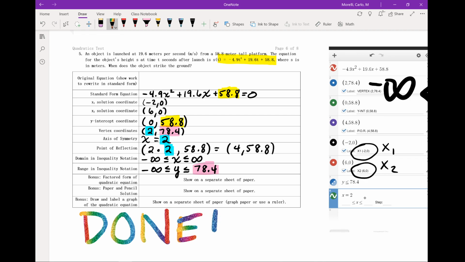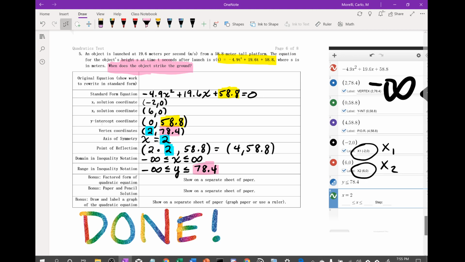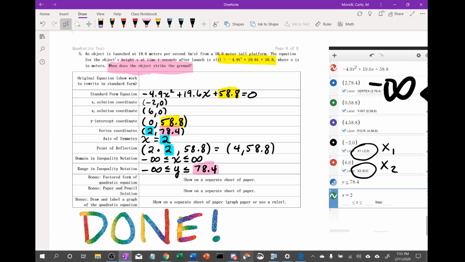Oh wait, hang on, we didn't answer a question here. When does the object strike the ground? Oh, 78.4, that's a wild guess. Undiscovered yet. Here, I'll show you. When does the object strike the ground?